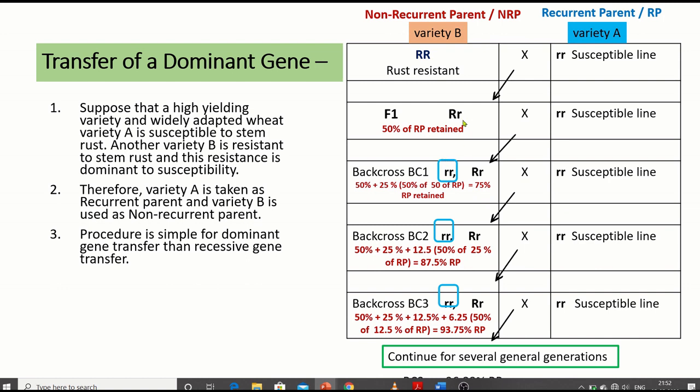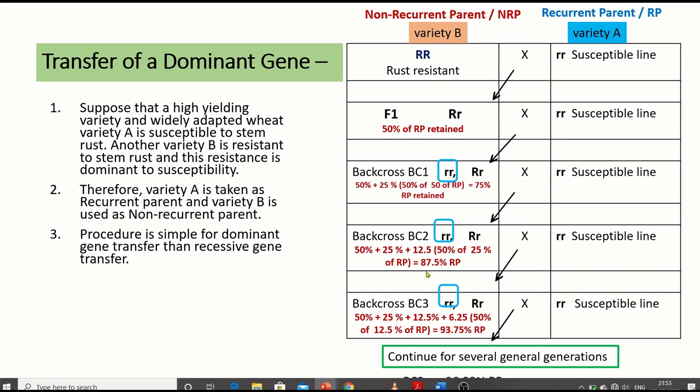In this case, when we cross between capital R small r and small r small r, the progenies will be 50% small r small r and 50% capital R small r. The progenies small r small r, which are circled in blue, will be rejected, because we are not going to use them, and the heterozygous ones will be used in the backcross breeding program. So time and again, if we backcross, there will be retention of 50% of each. In the next round of backcross, there will be 50 plus 25 plus 12.5, which is 50% of the 25% remaining recurrent parent.